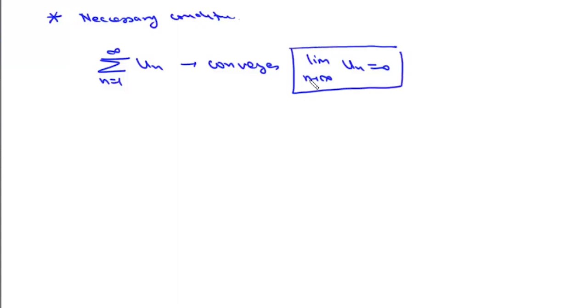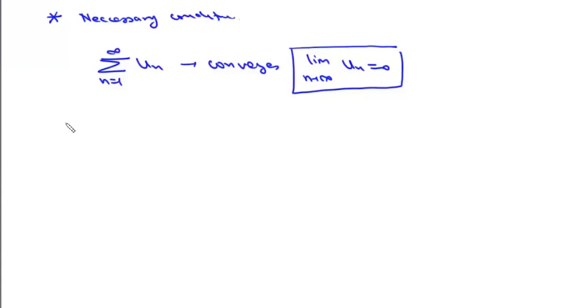Now you have to keep this in mind. This is neither a sufficient condition, nor is it true vice versa. So while solving questions for infinite series with positive terms, there will be many cases where you can straight away say the series diverges because this limit as n tends to infinity of un is unequal to 0.